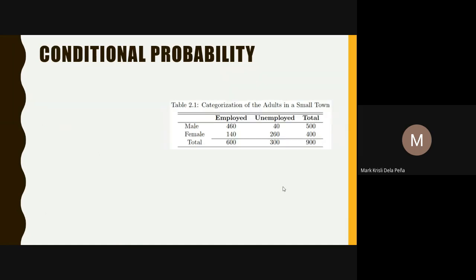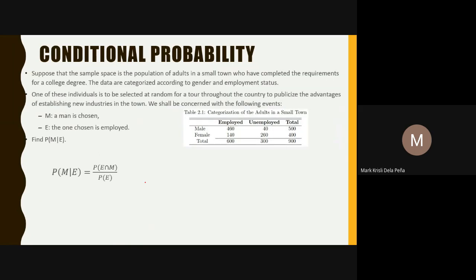And how do we solve it? Again, we find the probability that the man is employed divided by the probability of all the employed people. Let's get the probability by using the table. As you can see, this will be an employed man, so that's 460. But this is not the probability of the intersection of E and M, but the number of sample points of the intersection of E and M. So how do we get the probability of that? We will divide this by 900. Why 900? Because this is the total number of people in this data.